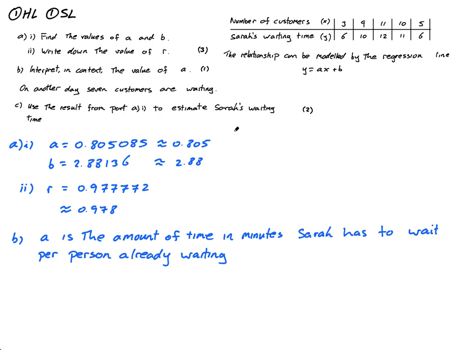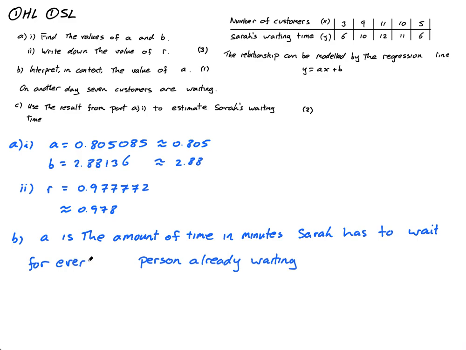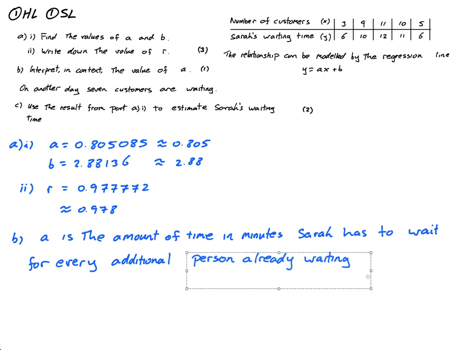So it's the amount of time she has to wait for every additional person already waiting. So for every extra person waiting, she has to wait another a minutes, which in this case is 0.805 minutes. Okay, finally, use the result from part A I to estimate Sarah's waiting time.